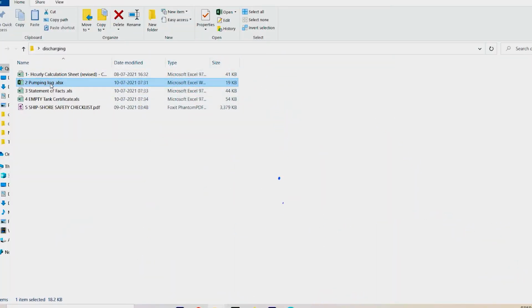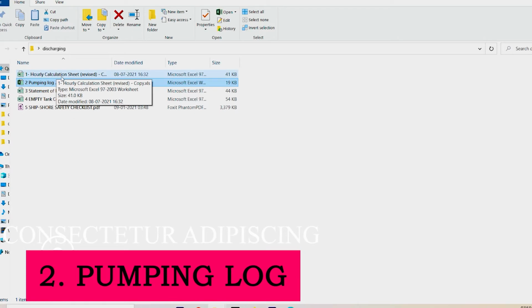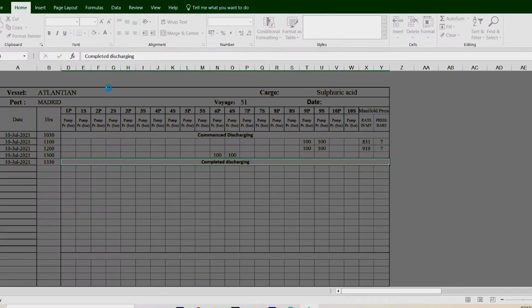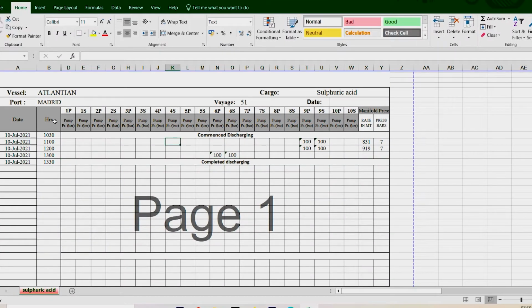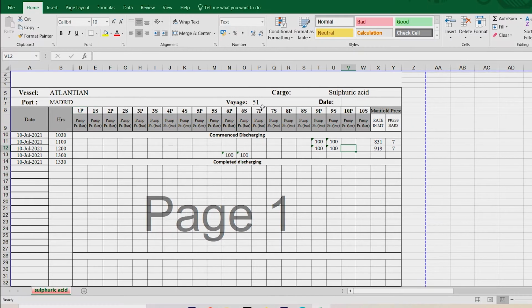So the next checklist is pumping log. Same like the hourly log, this pumping log is also filled at every hour. But the important thing is the pumping log is only filled during discharging operations. In loading operation, we do not fill this. On top of this, you would find the number of cargo pumps on your ship. As my ship has 20 cargo tanks and 20 cargo pumps, we have written 20 cargo pumps. Below that we have pump pressure, at what pressure you are running.